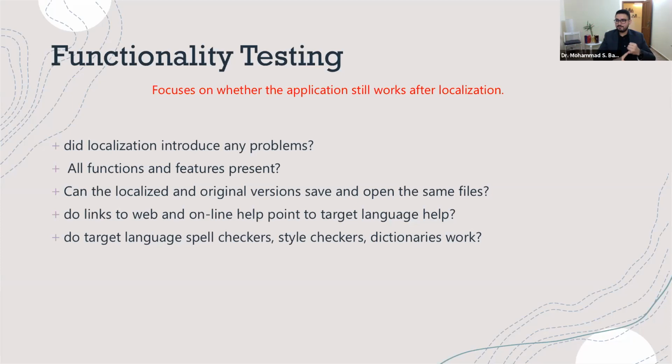You can save the file, you can open files, you can play with the application without any error messages. And can the localized version open files that were produced by the original version of the software? And if you localize a website, do all the links and hyperlinks work in the website? If you click on the menu, will it lead you to the accurate target page? Do spell checkers, style checkers, and dictionary work for the target language and in the target language? So these are the things that a localizer should focus on after producing a localized version of a software application, be it a computer game, a computer program, or even a website.